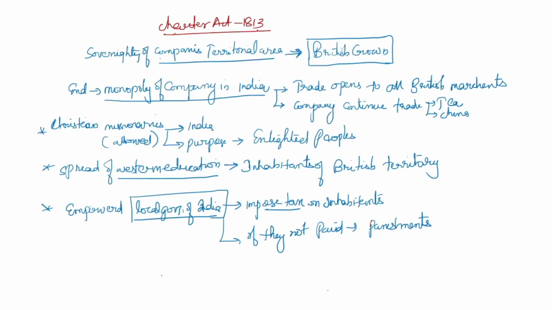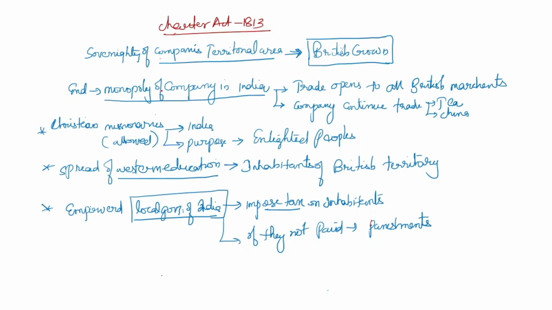Then Charter Act 1833. By Charter Act 1833, the sovereignty of the company's territorial areas went completely to the British Crown. The British Crown got the sovereignty of the complete territorial area of the company.